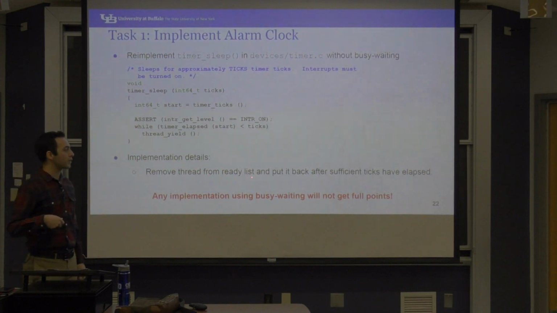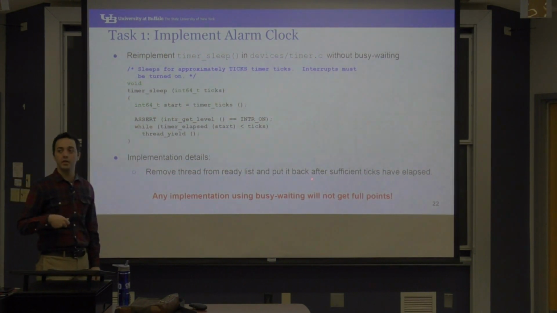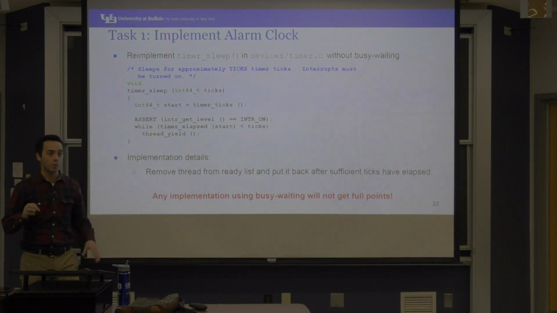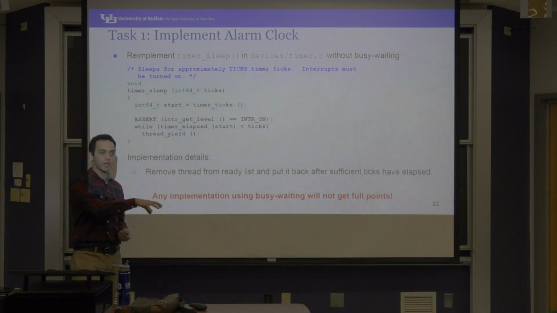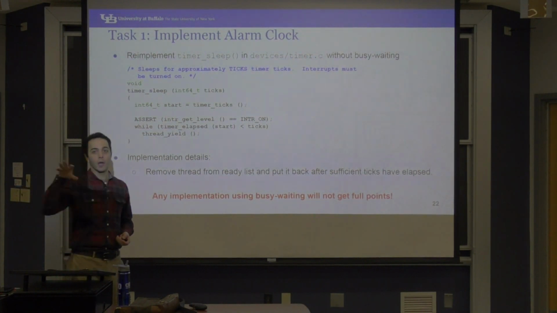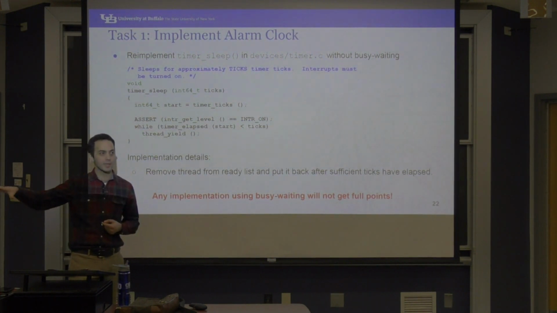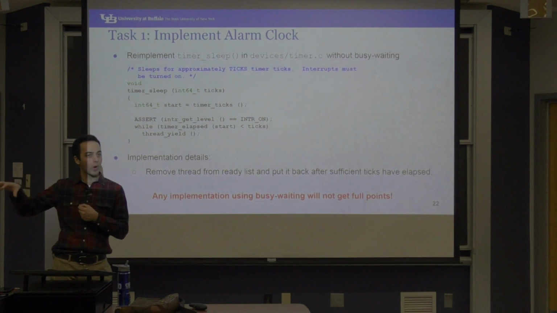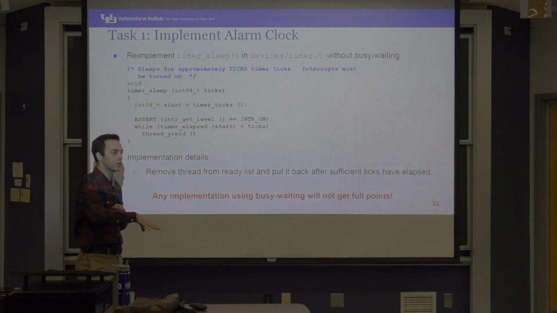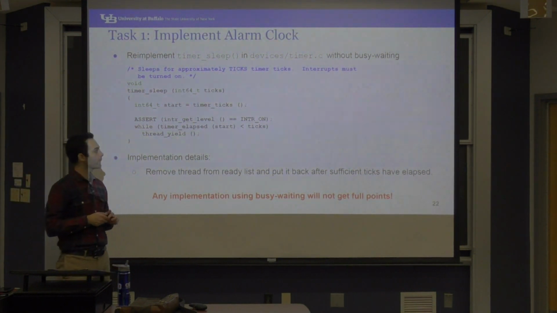You remove the thread from the ready list so the operating system does not schedule it, and instead put it back after sufficient ticks have elapsed. You remember I talked about this when you take a thread from one list to another list. Now for that list, the operating system should know at which intervals to check it, see who has to be woken up, and then bring them back to the ready list. This is what you need to do.